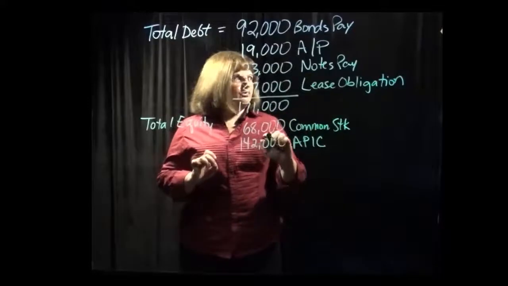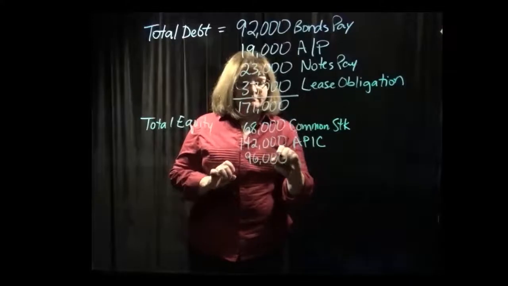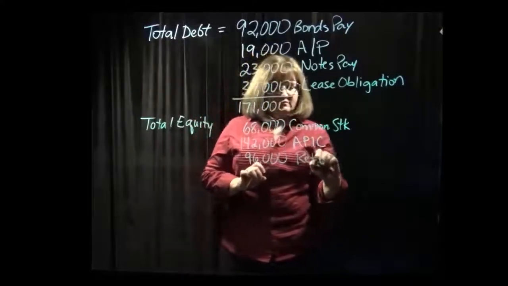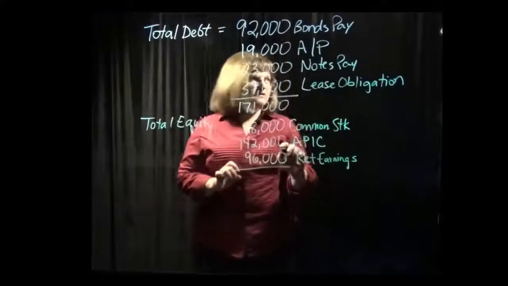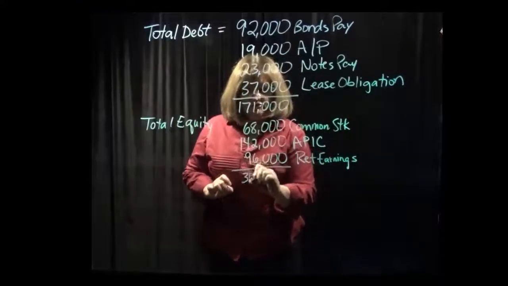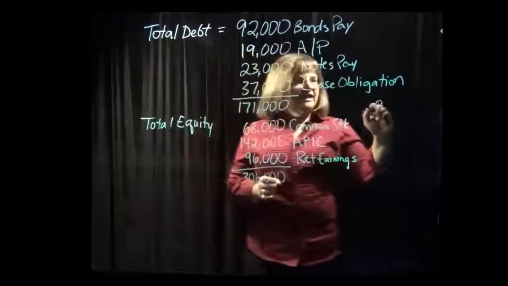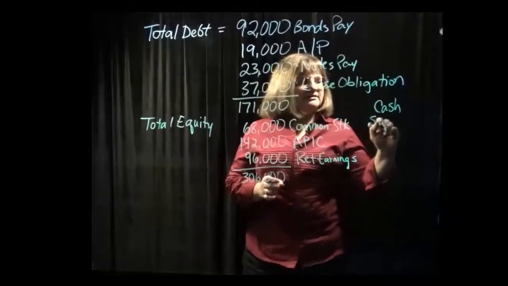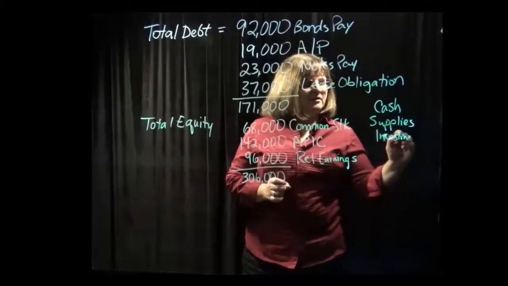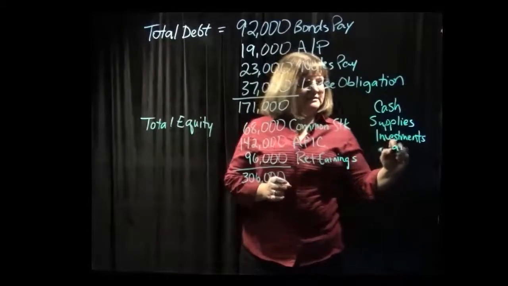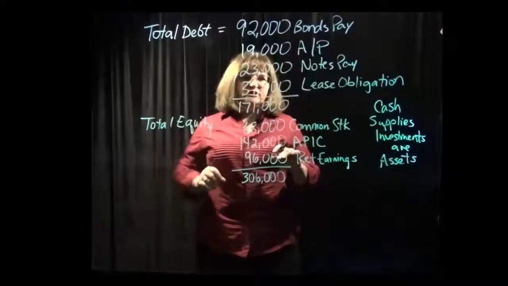And then we also have retained earnings in this company, which is $96,000. And if we total those together, that's going to give us our total equity as $306,000. Now notice that cash, supplies, and investments are all assets. And so they're not part of the debt-to-equity ratio.